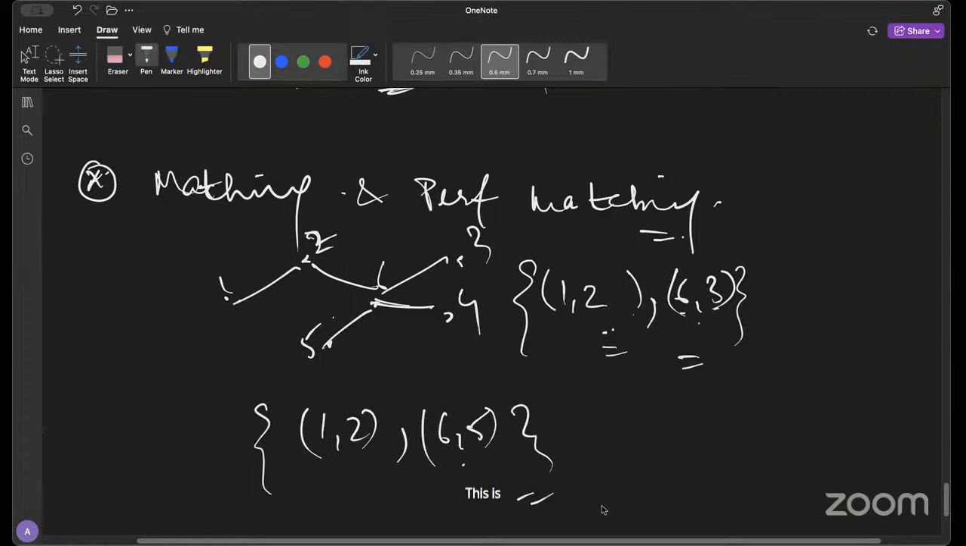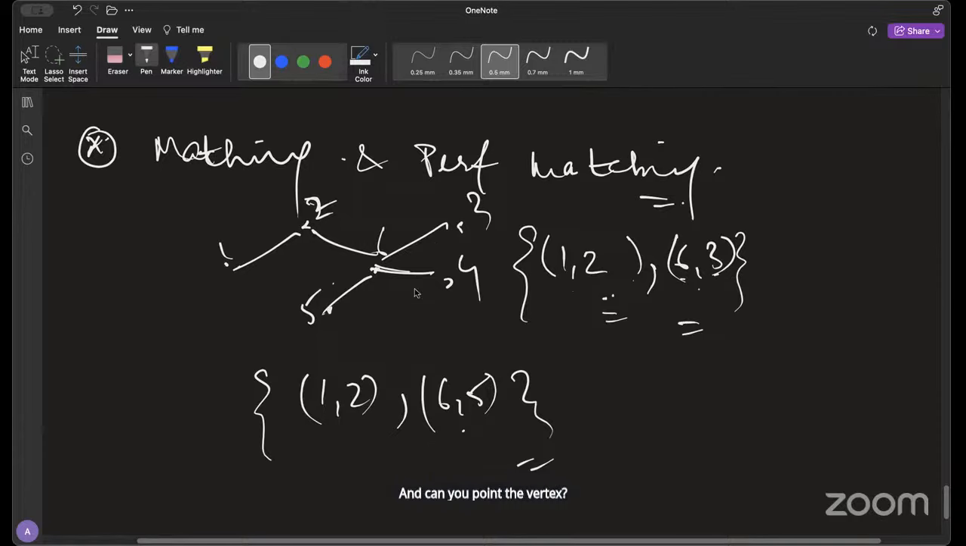This is a matching, because you have 1, 2 and 6, 5, and they don't share a vertex. Can you point out the edge and vertex? This is the edge 6, 5. This is the edge 1, 2. Is this fine? They're not directed.